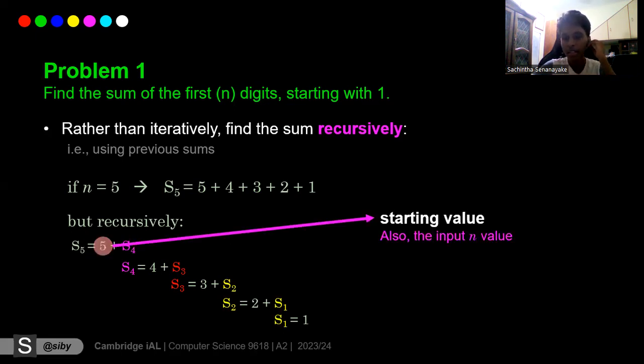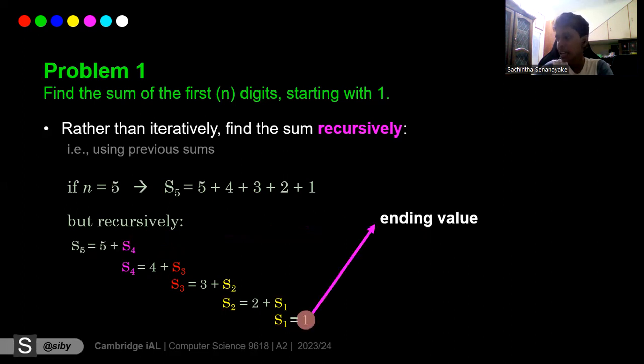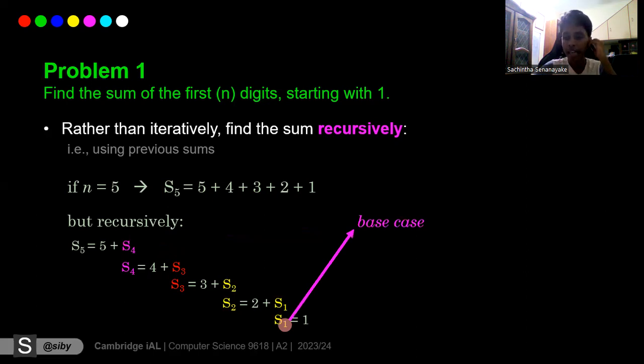Now, we are going to investigate a few important terms that are associated with this recursive solution. We start off with a particular starting value. The starting value in this case is also the input value n, which the user will specify. Then we have an ending value. That is, we start at 5, and the last number we add would be 1. And then following that, we also have something called a base case. The base case, in this case, is 1 as well.